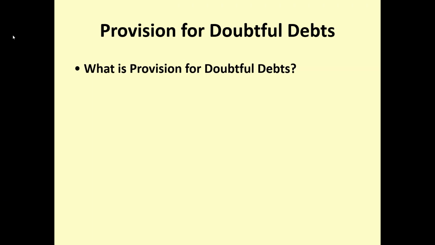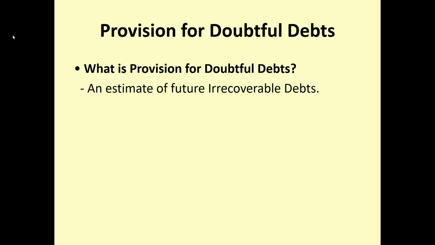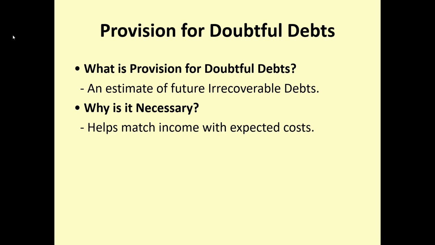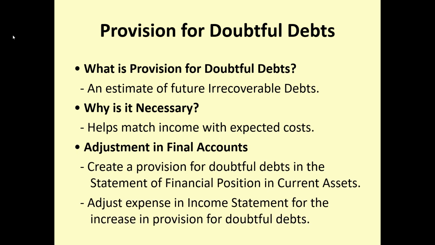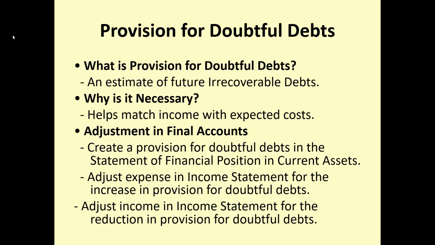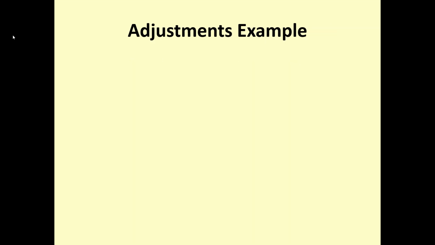Provision for doubtful debts. What is a provision for doubtful debts? It is an estimate of future irrecoverable debts. Why is it necessary? It helps match income with expected costs. The adjustment in final accounts is to create a provision for doubtful debts in the statement of financial position in current assets and adjust the expense in the income statement for the increase in provision for doubtful debts, or adjust the income in the income statement for the reduction in provision for doubtful debts.